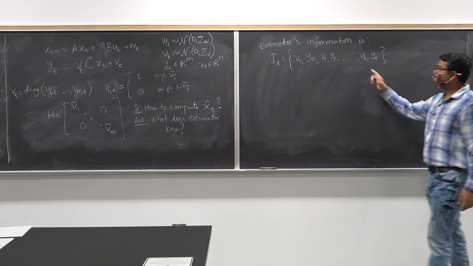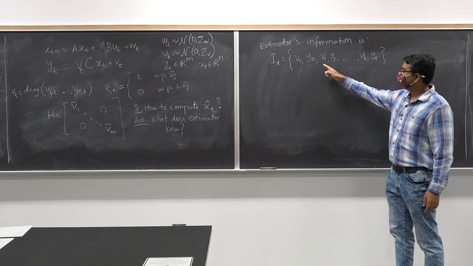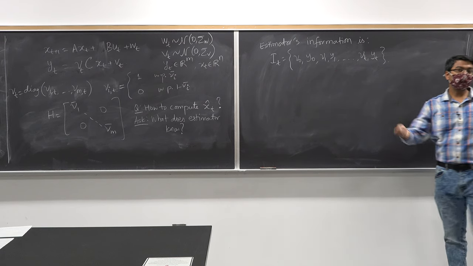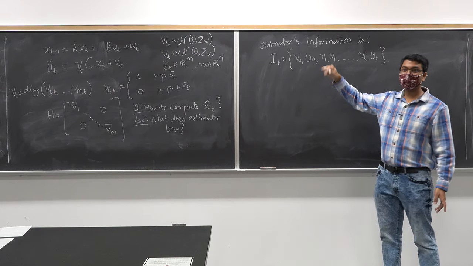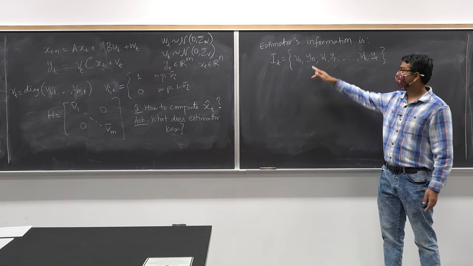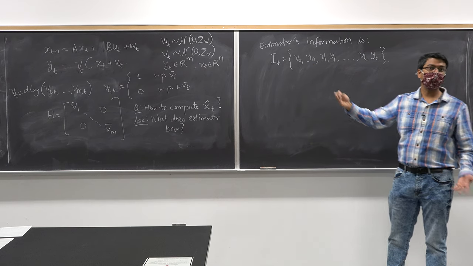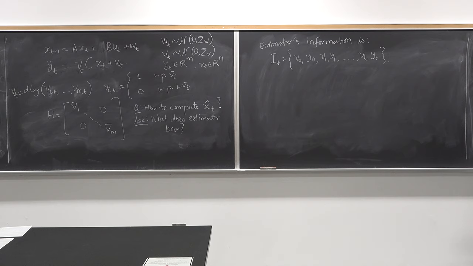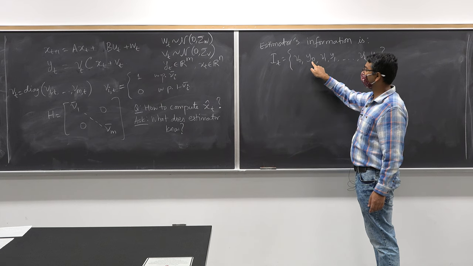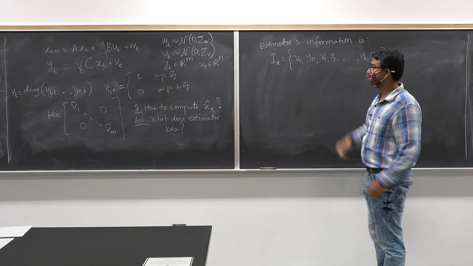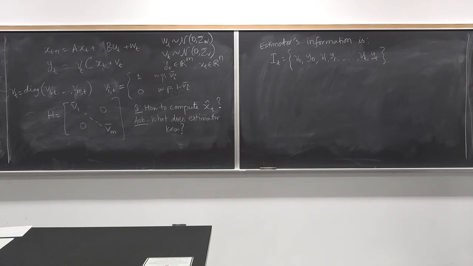The reason why I'm writing it as nu_1 and y_1 is because sometimes even 0 is a legitimate piece of information. I don't want to say that just because y_0 is 0, it means that the packet was dropped, because y_0 equals 0 is legitimate information that might be useful for control. So that's why I'm separating the fact that the packet was dropped from the actual value that was received at the estimator's end.